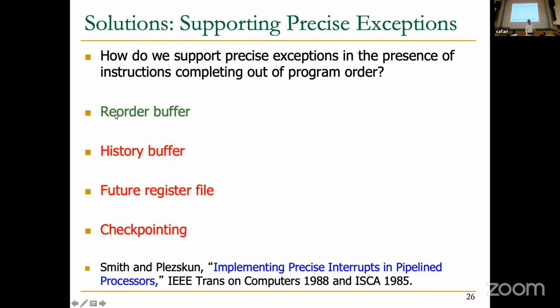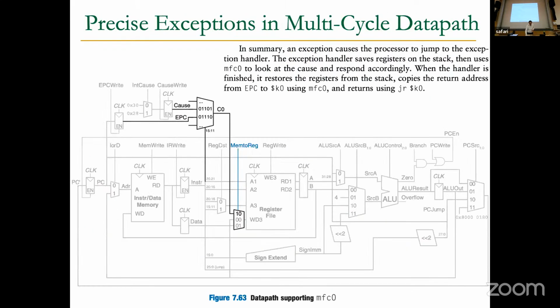I'm going to especially focus on the reorder buffer. If we have time, I will mention history buffer. In the out of order execution lecture, we'll briefly discuss future register file. There's also checkpointing. All of these are employed in today's systems. Maybe history buffer is not that employed today, but at least 3 out of the 4 are employed in existing processors. So existing processors are much more complicated than what we have just seen over here, and we've just complicated this multi-cycle machine, right?